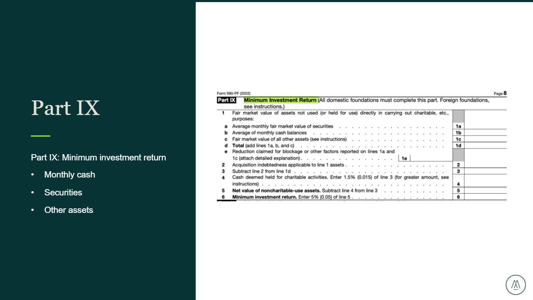And so that could be helpful with planning out what the distributable amount would be. Line 2, acquisition indebtedness that's applicable to any of the assets on line 1 can reduce the calculation for minimum investment return. And the definition for acquisition indebtedness is the same as it is for unrelated debt financed income, which comes into play for unrelated business income.